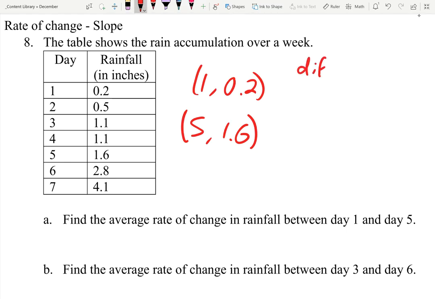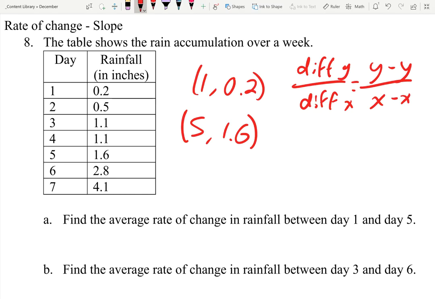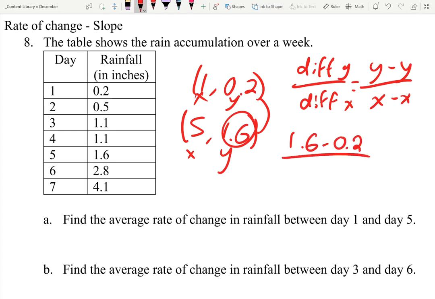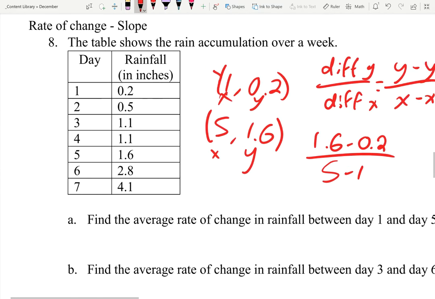Remember, difference in y over difference in x. So subtract the y's, subtract the x's, right? Y minus y, x minus x. So let's do that. Let's do y. So again, this is x, y, x, y. So let's subtract the y's. So 1.6 minus 0.2, because those are the two y values, right? And then subtract the x values, right? 5 minus 1.